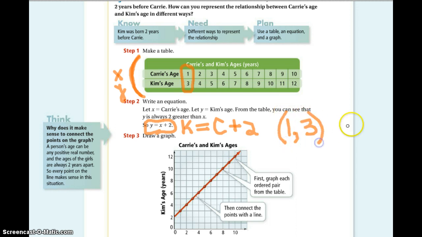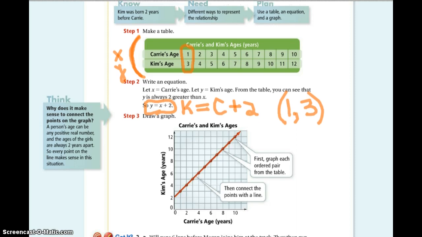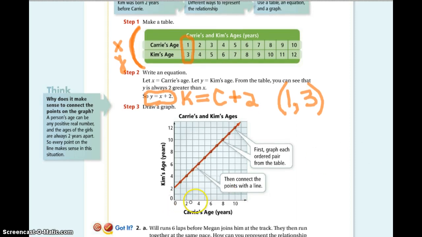So just a refresher on how to plot those points. The first number is your x. The x-axis goes across. So the x, this 1, tells me how much to move left or right. The y-axis goes up and down. The second number, the 3, tells me how much to move up or down. So always start at the middle.